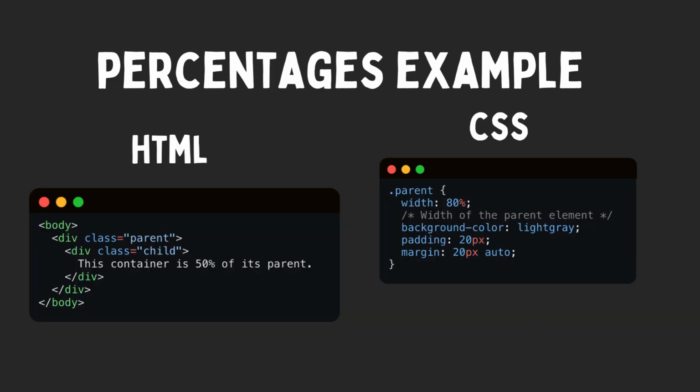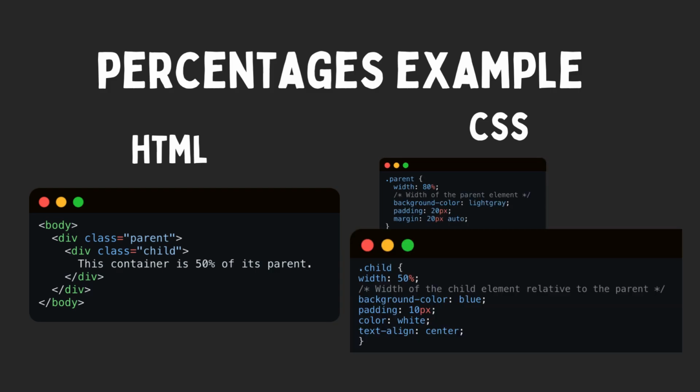In this example, the parent class sets the width of the parent container to 80% of the viewport's width. This gives it more responsiveness and centers it using margin 20 pixels auto. The child class has a width set to 50%, making it occupy half of the parent container's width. This demonstrates how the percentage unit works in relation to the parent element.